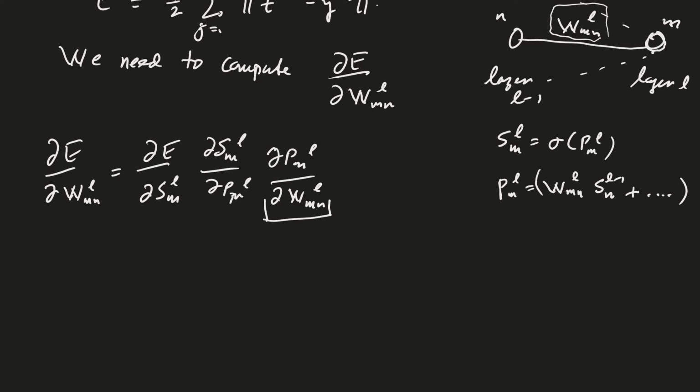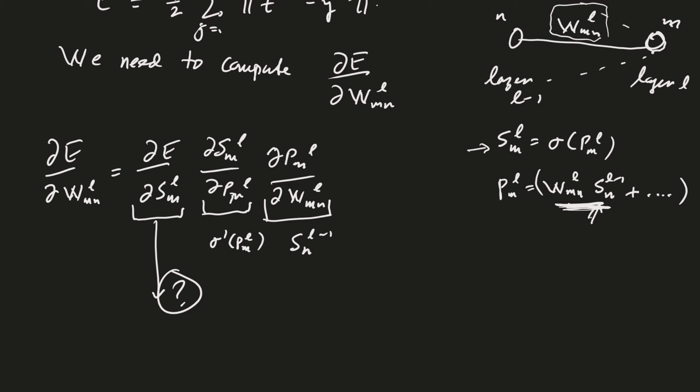This part of the error, you can just see over here. What's the partial derivative of this with respect to W_mn^L? You see that it's just S_n^(L-1). What's the partial derivative of S_m^L with respect to P_m^L, and that's just going to be sigma prime. And we've already computed those on each node as well, right? So the only thing that I need to figure out is how to compute the partial of the error with respect to the state. Good.